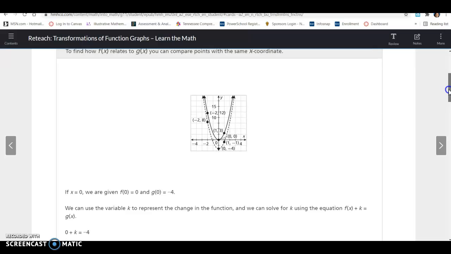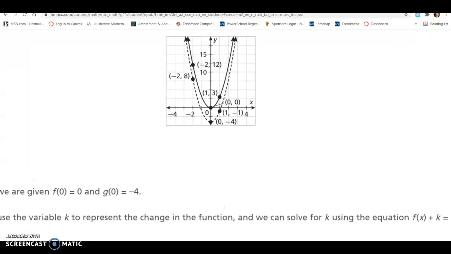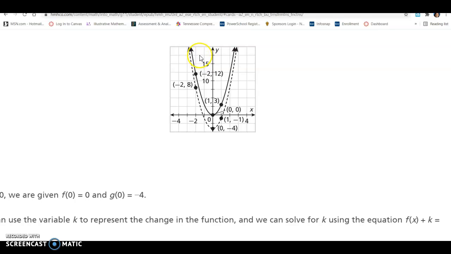If you look at this graph, hopefully you can see that f(x), or the solid curve, has just been shifted down 4 units. You can see that's 0, -4, so these are going by 2's. If you look at this one, it goes from 12 down to 8. And when we say down, we're looking at the y values, or the f(x)'s, because the vertical line is your y values. So 12 goes down to 8, so that one's shifted down 4.